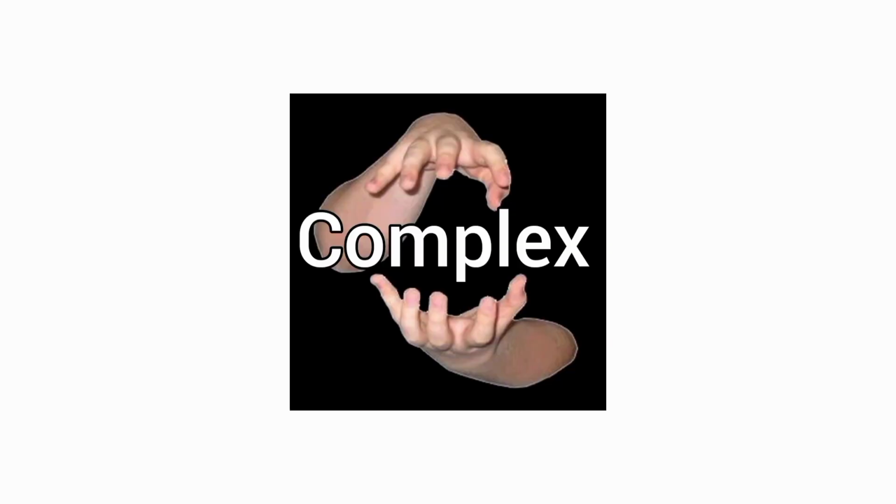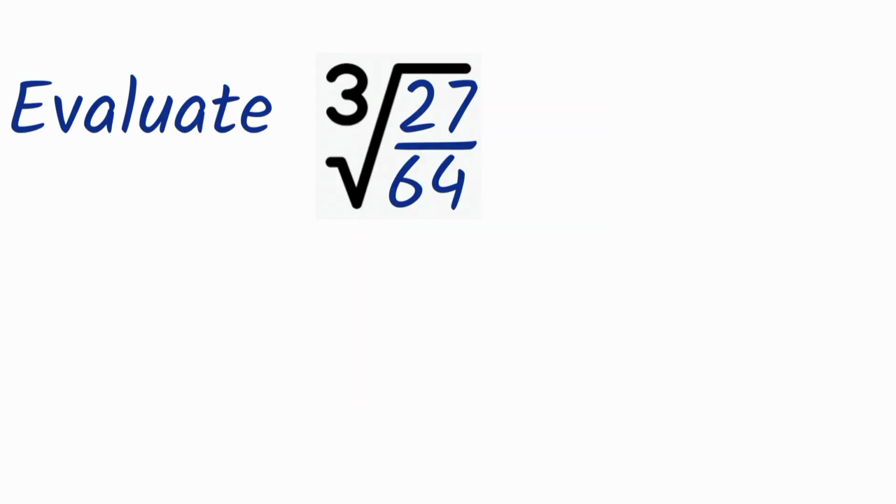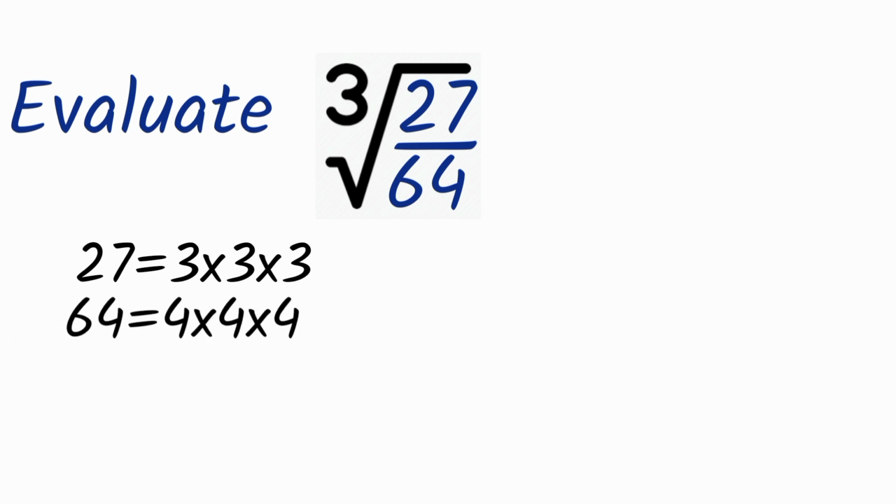Let us now calculate some complex examples. Evaluate the cube root of 27 over 64. So, starting with the numerator, 27 is the same as 3 times 3 times 3, while the denominator 64 is the same as 4 times 4 times 4. Therefore, the cube root of 27 over 64 is the same as 3 over 4.